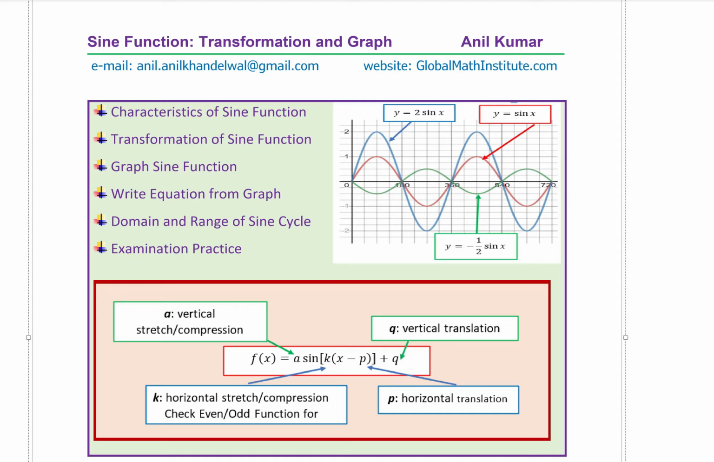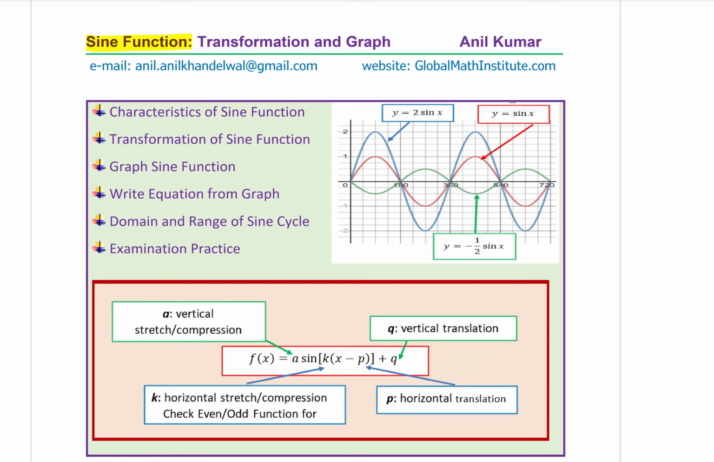We'll discuss sine functions, their transformations, and graph in this particular video.